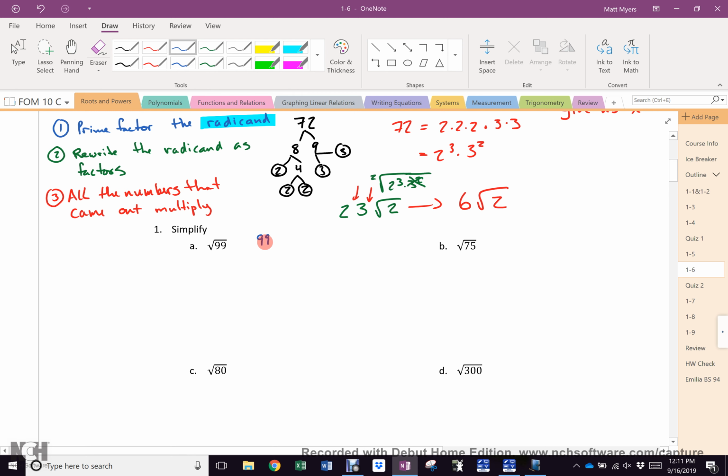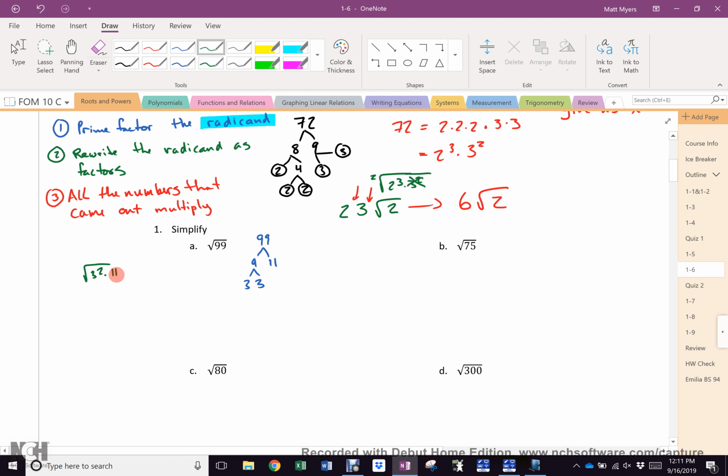How would you break down 99? Anybody want to volunteer with their first two branches? Addison. 9 and 11. Could we stop there? No, of course not. Why not? Muskan? 9 can go further, so we can do 3 and 3. Everybody agree? And now we're done, yeah? So instead of 99, what do I really have there? I have the square root of 3 squared times 11, right?